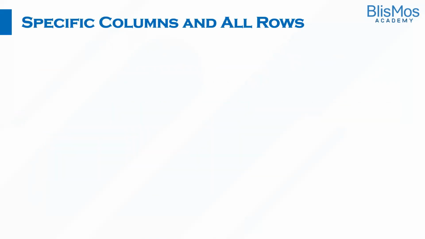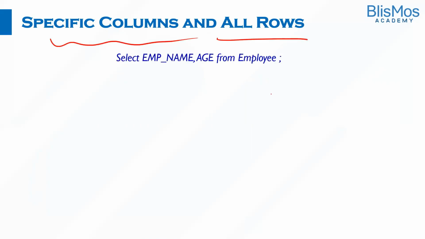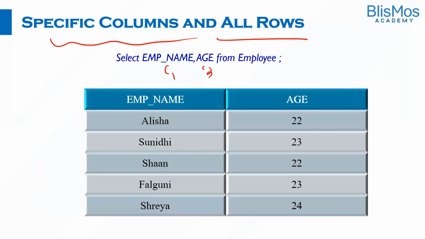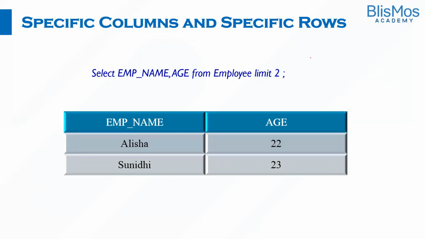How do you choose specific columns and all rows? Very simple. If you want to choose specific columns, you have to indicate those columns as a part of your select statement. Then it will choose only those two columns and all the five records. You can see only employee name and age is selected from a table containing five attributes. Then how do you choose specific columns and specific rows? All you got to do is indicate the columns which you want and also specify the condition which will filter and provide you how many records need to be part of your result.